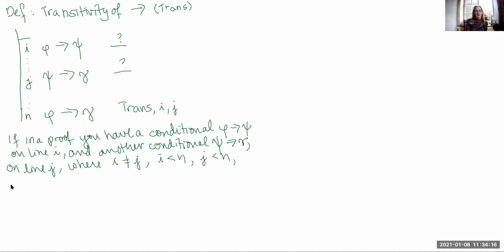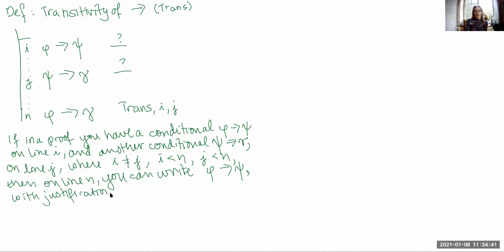But if you've got this, then on line N, you can write a new conditional that has the antecedent of the first one as its antecedent and the consequent of the second one as its consequent. And this is with the justification or annotation: transitivity, lines I and J.